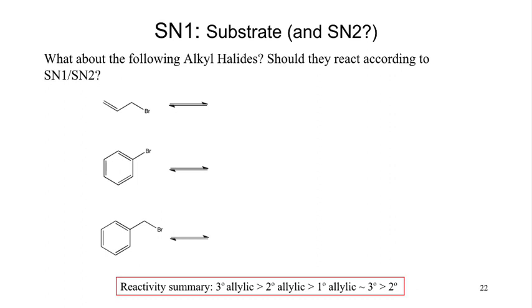So when we look at our reactivity summary for SN1, we would expect tertiary, fancy word allylic, means resonance. Tertiary with resonance to react faster than secondary with resonance, faster than primary with resonance, faster than tertiary, faster than secondary. Primary is not on the list because primary is just not stable. Primary with resonance is on the list because the resonance stabilizes it. Kind of, sort of? How does it affect SN2?